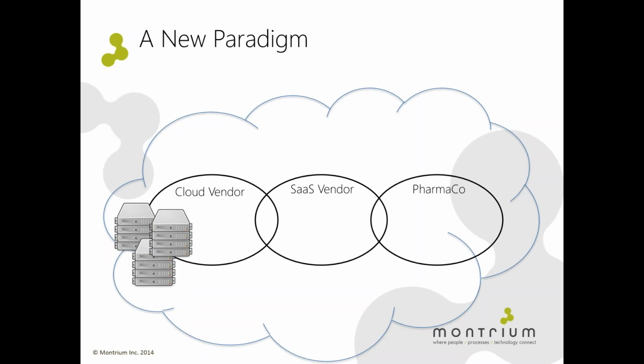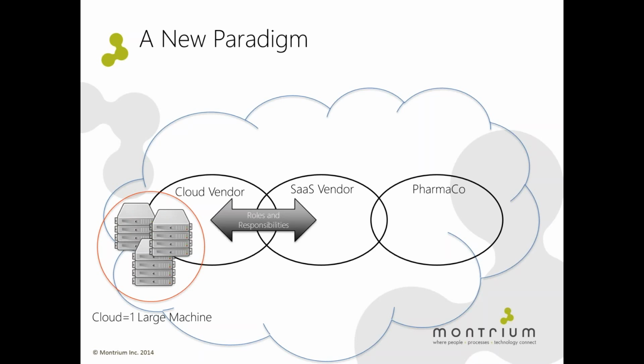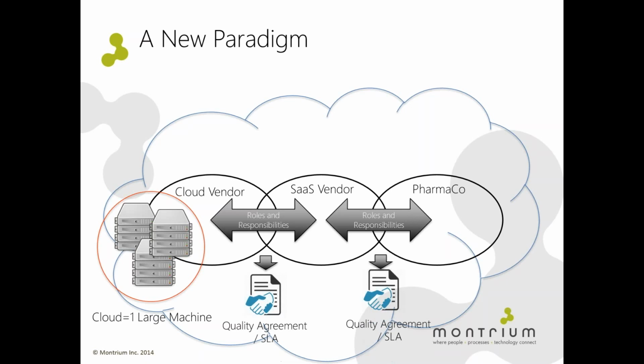Now the cloud vendor, of course, has a whole series of hardware components, and those components really need to be thought of as one large machine. So if we're thinking about qualification, we really should be looking to qualify the cloud as one large machine rather than individual components. Each of these different actors also have very specific roles and responsibilities, and these roles and responsibilities need to be clearly defined, usually in the form of quality agreements or SLAs.